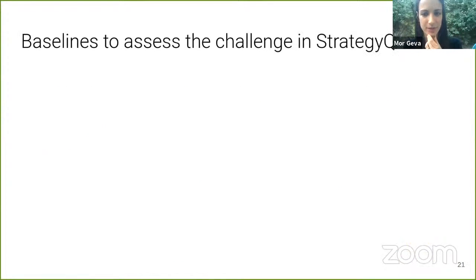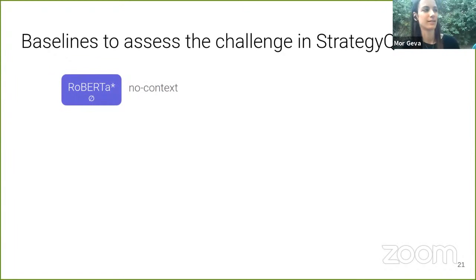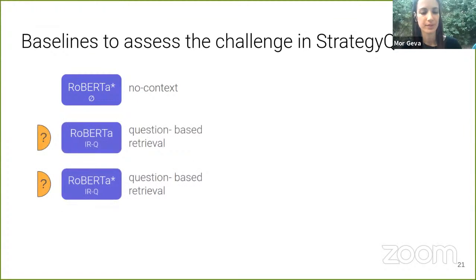And we trained the following baselines. First one is RoBERTa Star that only gets questions as input, without context at all. Two other baselines are RoBERTa Vanilla, without the pre-training and fine-tuning, and RoBERTa Star that uses the question as a query to retrieve context using the BM25 algorithm. And then the retrieved context is fed along with the question to the model.